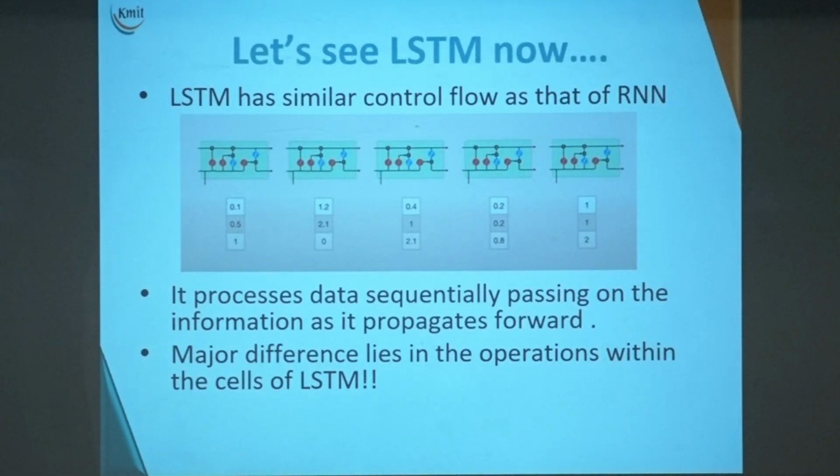Now, let us see LSTM that I was discussing. It has a similar control flow to that of RNN. It also processes the data sequentially, passing on the information as it propagates forward. The major difference lies in the operations within the cells of LSTM. Now we are coming towards the major part of this topic: how this long-term memory is created. Short-term memory is similar to the hidden state carried through RNN. Now, how are we creating this long-term memory? First problem is solved, exploding gradient descent. Second problem we are going to solve now.